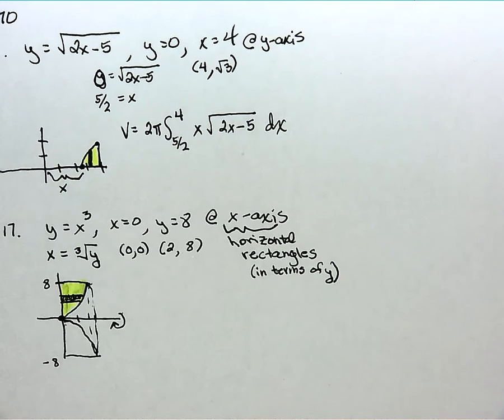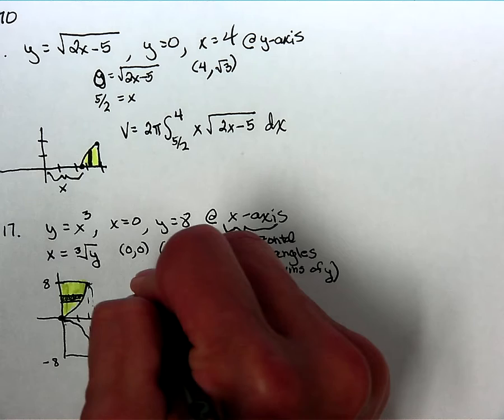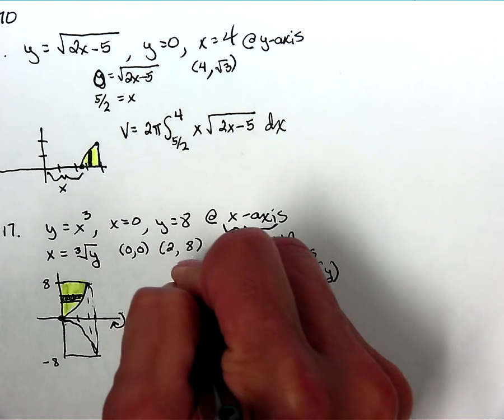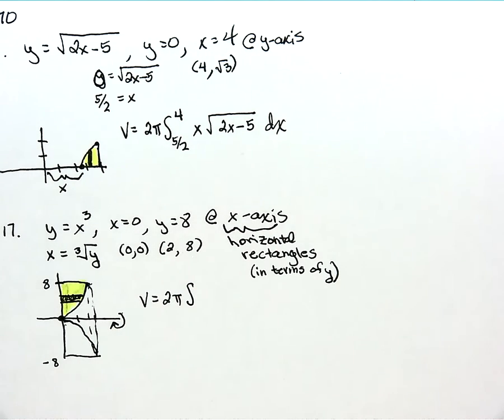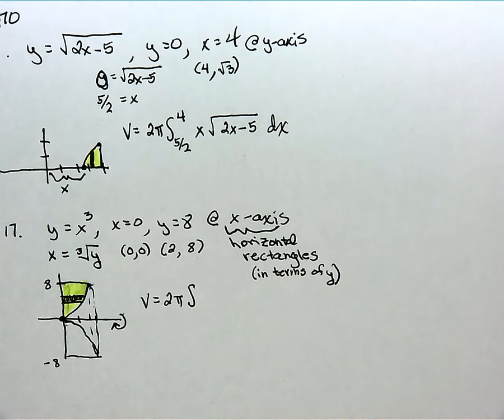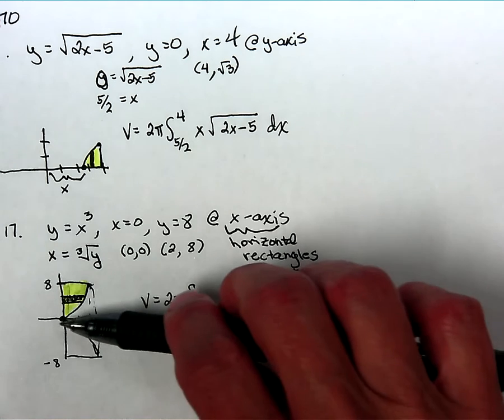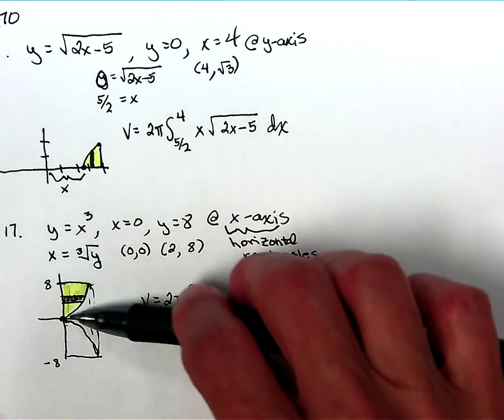And since I'm using shells, I'm saying V equals 2 pi times the integral from, be careful, these are horizontal rectangles, everything in terms of y. What are my bounds of integration? With horizontal rectangles, they're sliding up from 0 to 8.